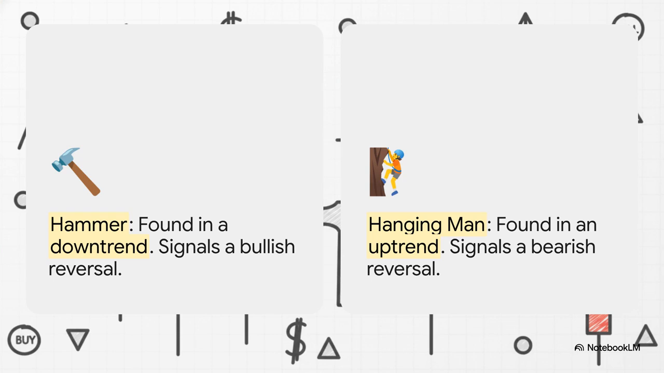But here is the catch. Their placement changes literally everything. In the market, a candle's shape is only half the story. The trend happening before the candle is what truly matters. If you spot this shape at the bottom of a downtrend, it's called a hammer. That means buyers are stepping back in, signaling a bullish reversal. But if you see that exact same shape at the top of an uptrend, that's a hanging man, which is a major warning that sellers might be about to drag the market down.